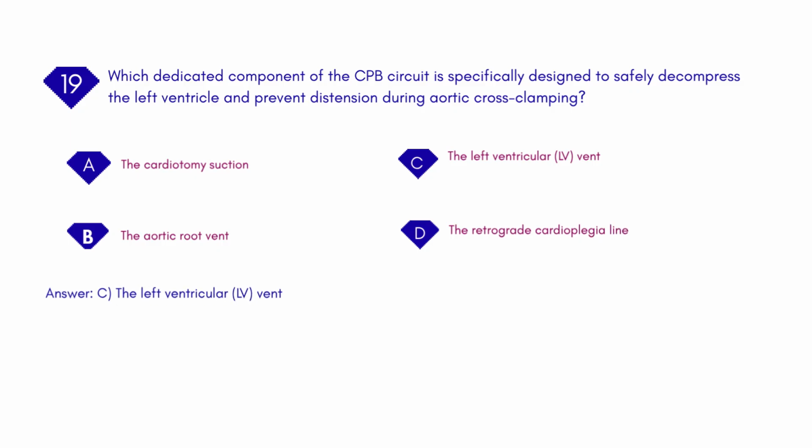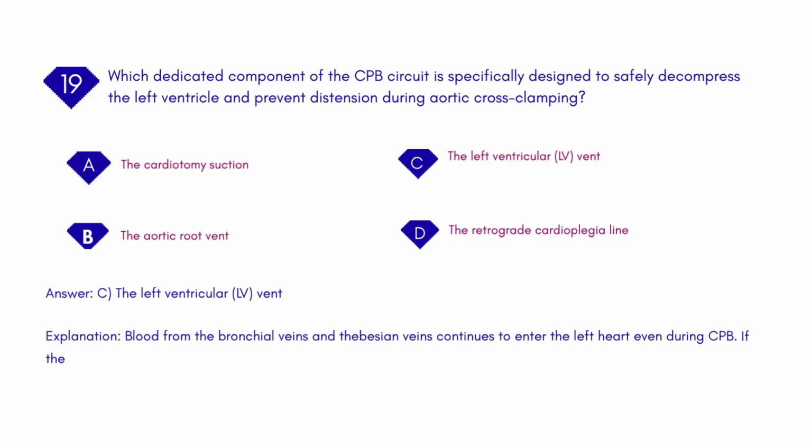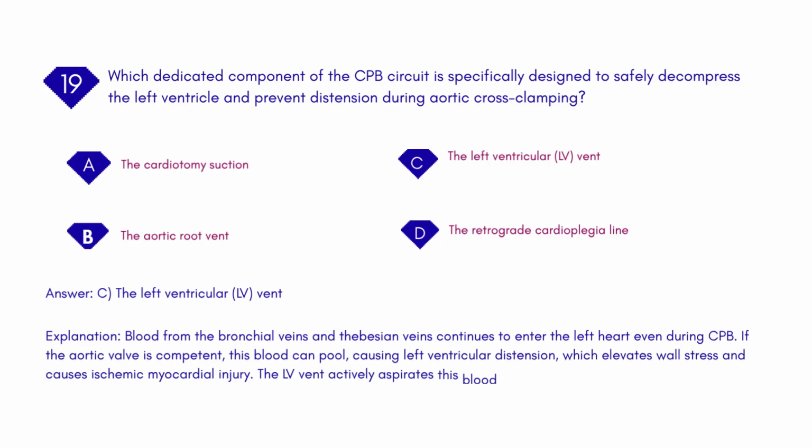Answer: C. The left ventricular, LV, vent. Explanation: blood from the bronchial veins and Thebesian veins continues to enter the left heart even during CPB. If the aortic valve is competent, this blood can pool, causing left ventricular distension, which elevates wall stress and causes ischemic myocardial injury. The LV vent actively aspirates this blood back to the cardiotomy reservoir.